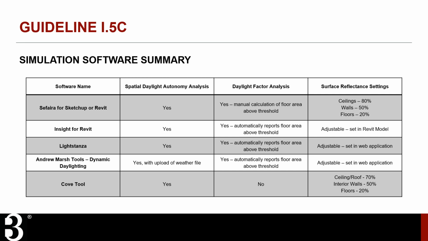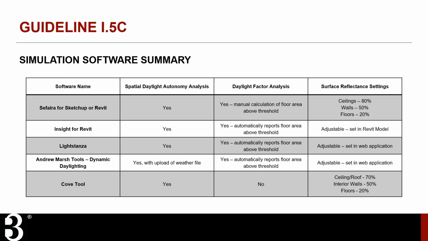As of the recording of this training in July of 2023, the software options shown here have the ability to simulate spatial daylight autonomy and/or daylight factor. As mentioned, some software requires manual calculation or specific simulation settings to determine the floor area at or above a daylight factor of 1%. Refer to the built-in help menus in the software for additional information and directions.